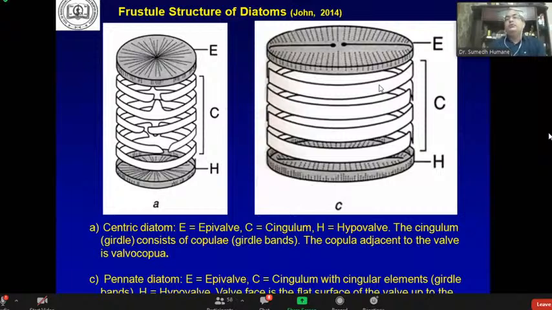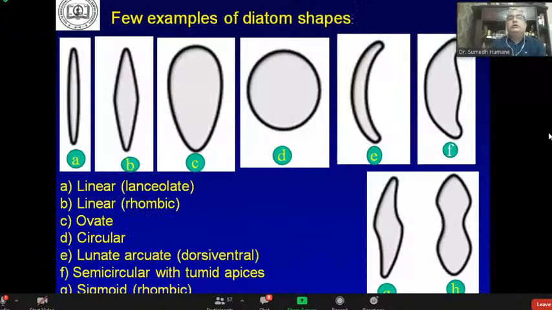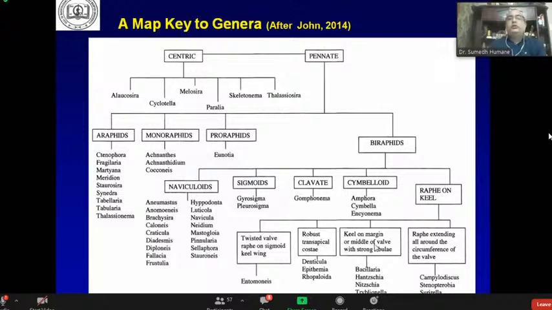Some diatom species have a very short raphe present at the poles. That is called a proraphid diatom. So you should identify the raphe pattern also to know the species. With these, you have the biraphid diatoms. They are again categorized into naviculoids, sigmoids, clavates, emboloids, raphe keel, and so on. Likewise, I will skip these details.